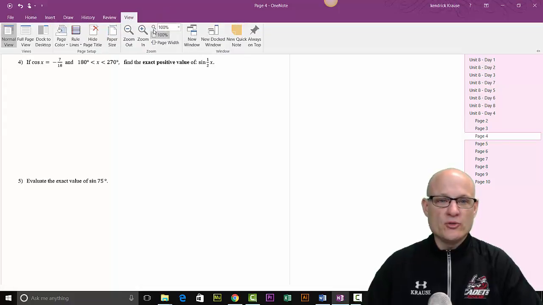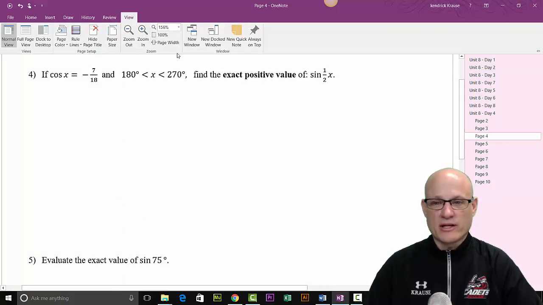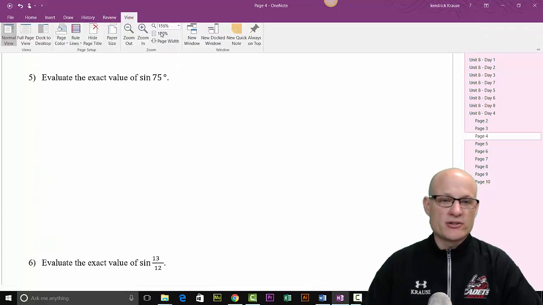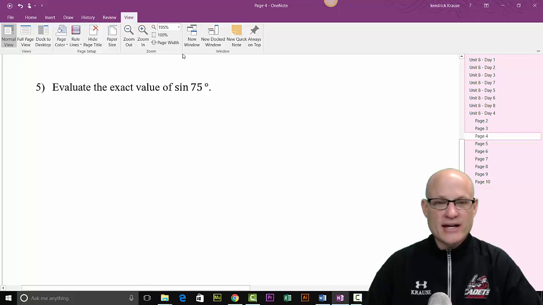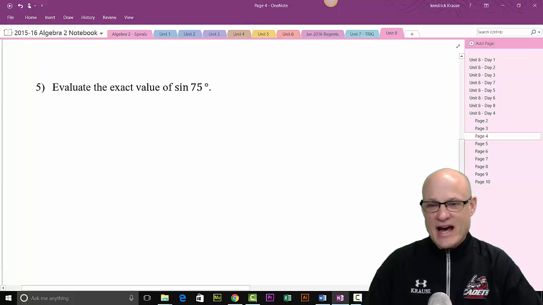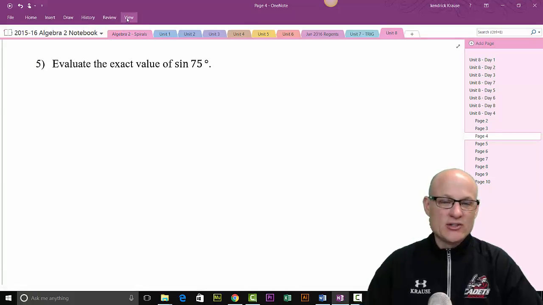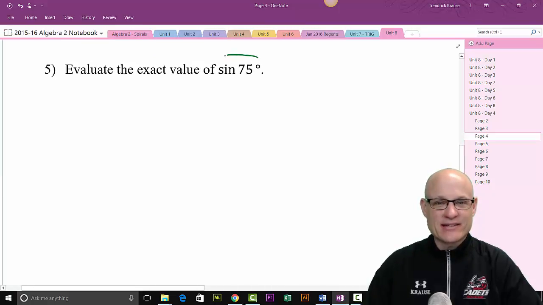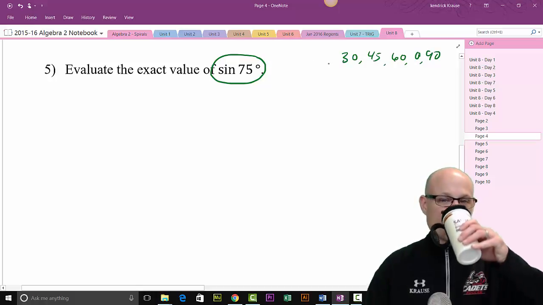Question 5. Now, again, this is one we've similarly done, so if you're feeling pretty confident, think about something we've already done to try to do this problem. Sine of 75. 75 is not an angle I like. So what I want to do is try to get this to be an angle I like. What are the angles you like? You like 30. You like 45. You like 60. You like 0. You like 90.